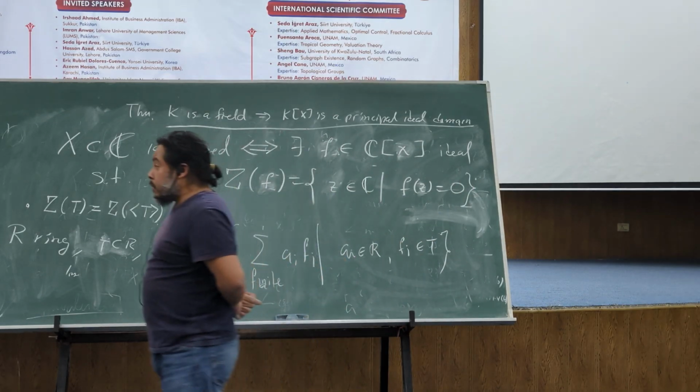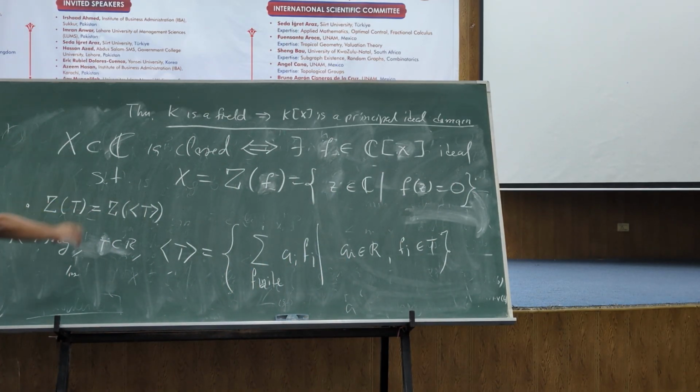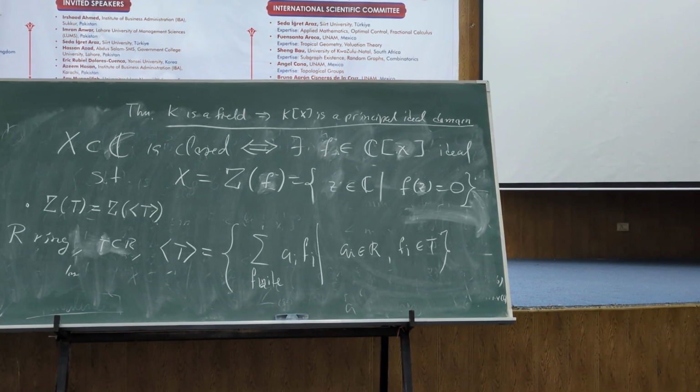We are done. Because after some algebraic manipulation, we see that closed subsets in A1C are roots of polynomials. And every polynomial has a finite number of roots in C counting multiplicity. So closed sets here are finite sets. Is it clear? Yes.